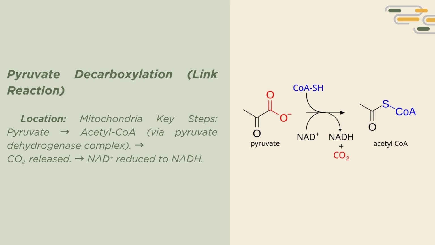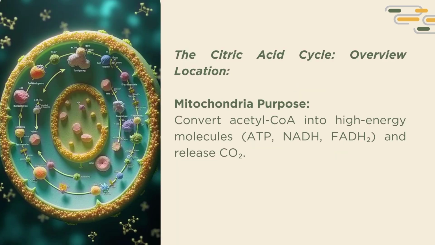Here's how it works. First, the pyruvate dehydrogenase complex or PDC does the conversion. Second, one carbon from pyruvate is released as carbon dioxide. Third, the remaining 2 carbon piece combines with coenzyme A to form acetyl-CoA. Fourth, in the process, NAD plus is turned into NADH, which will later help produce ATP. In simple terms, pyruvate is broken down to create acetyl-CoA and energy carriers NADH that are needed for ATP production.